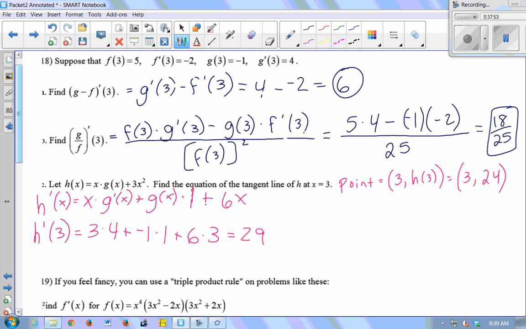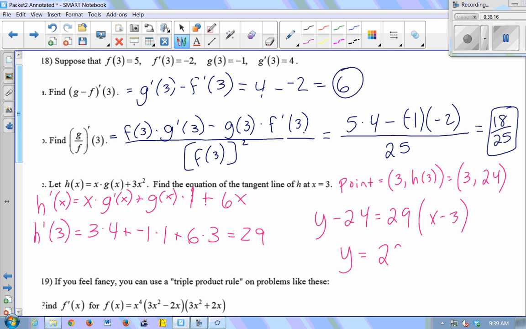I could use point slope form. I could do y minus 24 equals 29 times x minus 3. That's the point slope form of a line, which is super easy. Then you don't have to solve for anything. You just circle it and you're done. Or you could put it into y-intercept form, slope-intercept form.